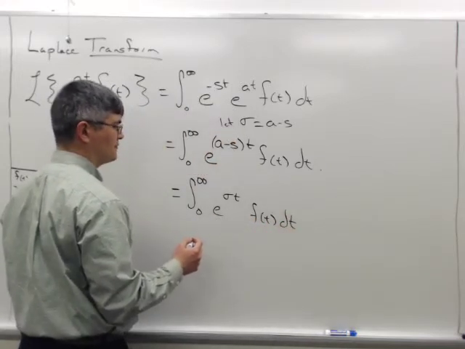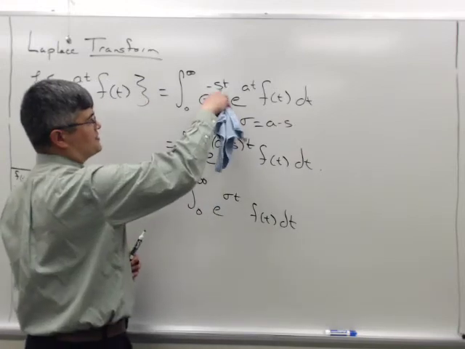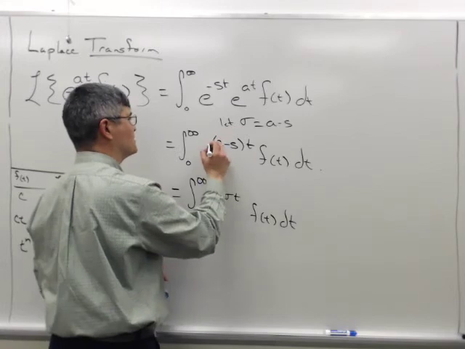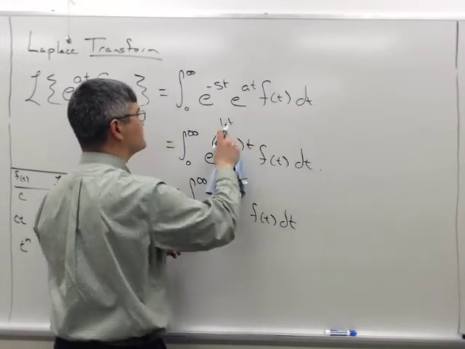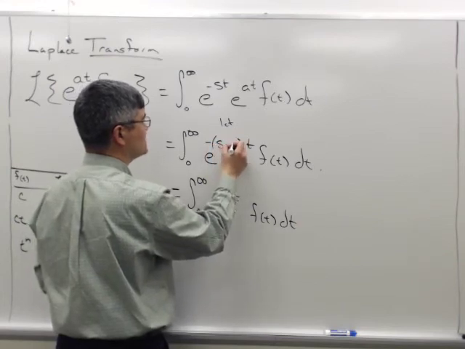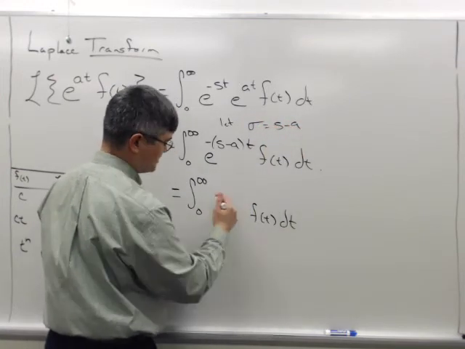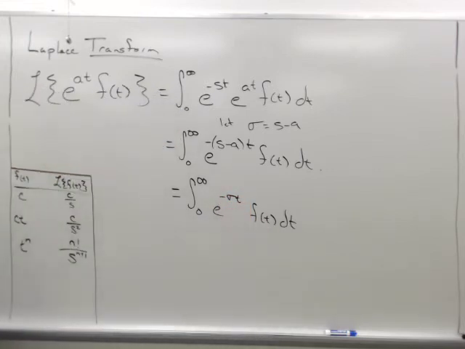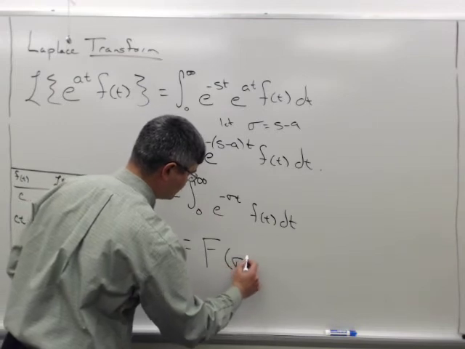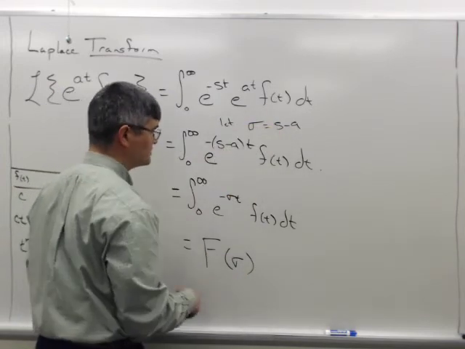Actually, I'm sorry, to fit my definition I need a negative thing here. I've got a positive, so I just need to fix that. Just to make the notation a little better, I'm going to take out the negative sign here and make it s minus a. So I'm going to let sigma equal s minus a, so that this thing becomes negative sigma t. Now this looks just like that, and so what I should end up with is the transform not in s, but in sigma. And then I just replace it with that.